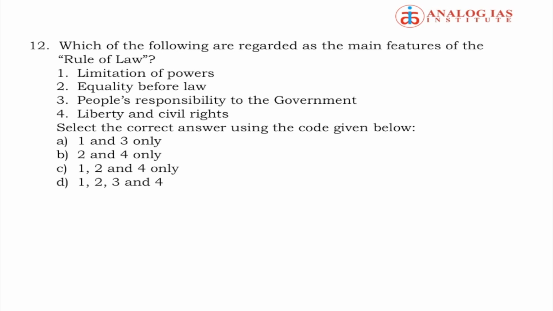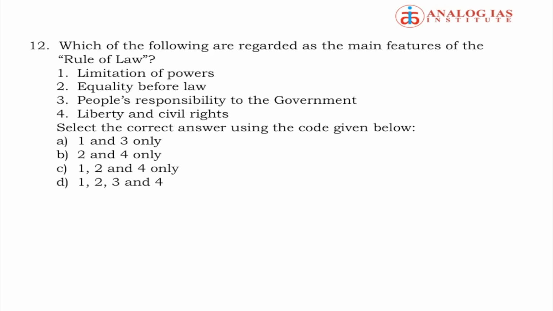Next question. Which of the following are regarded as the main features of the rule of law? First, limitation of powers; second, equality before law; third, people's responsibility to the government; fourth, liberty and civil rights.